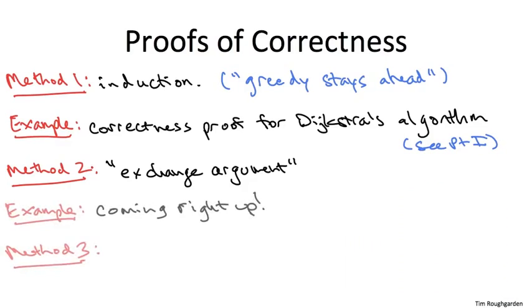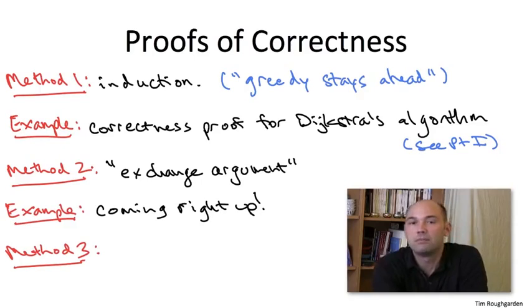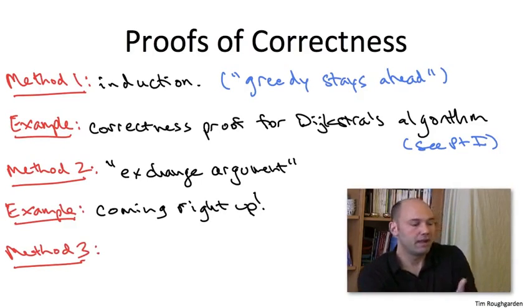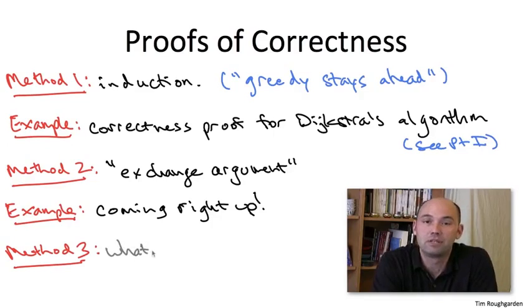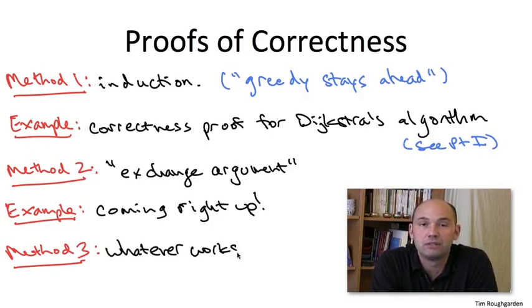And finally, I've already said it once, but let me say it again. There's not a whole lot of formula behind proving greedy algorithms correct. You often have to be quite creative. You might have to stitch together aspects of method one and method two. You might have to do something completely different. Really, any rigorous proof is fair game.